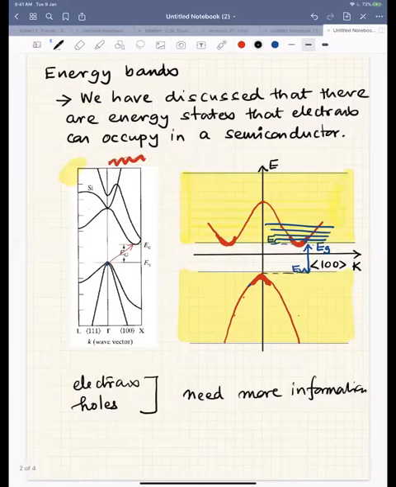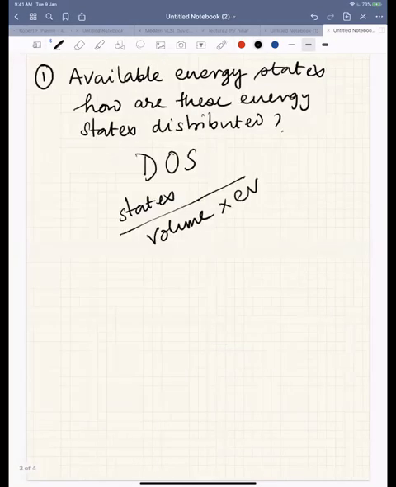So if you take this as E, and take a little bit, delta E, then in that delta E, how many energy states are available? The number of energy states is per centimeter cube per electron volt, if the dimension is in centimeters.